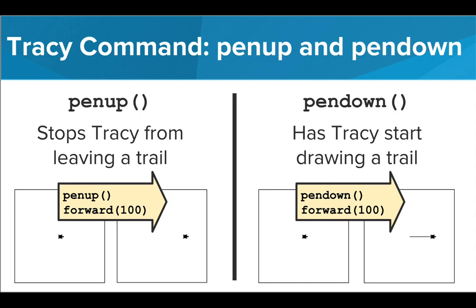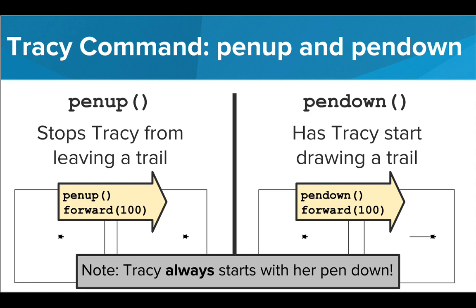We also have some commands to control the trail that Tracy leaves as she moves. If we call the penup command before telling Tracy to move, she will not leave a trail behind her. If we then want her to start leaving a trail after we've used the penup command, we can use pendown to have her start drawing a trail. An important thing to note is that Tracy's default is to draw a line when she moves, so you do not need to use the pendown command when you first move her if you want her to leave a trail.